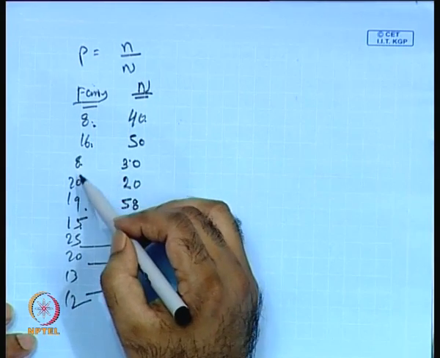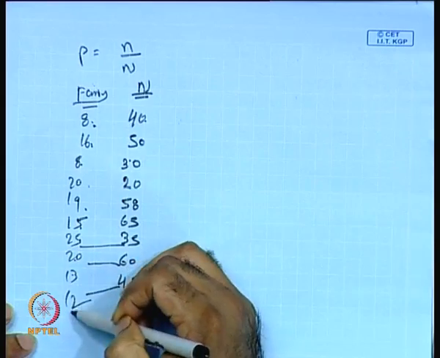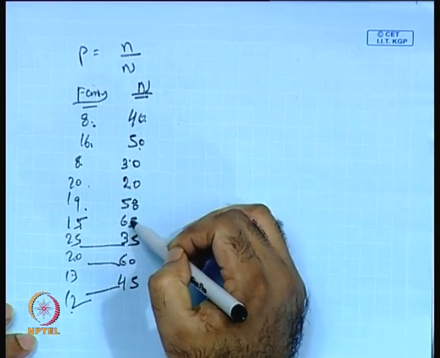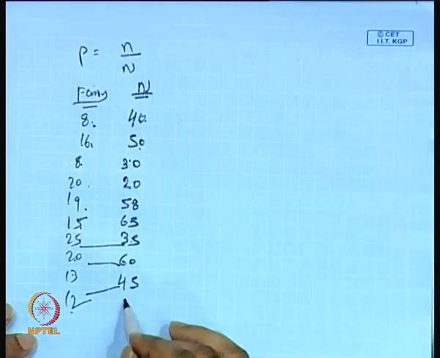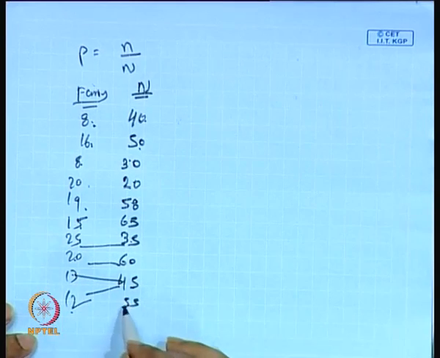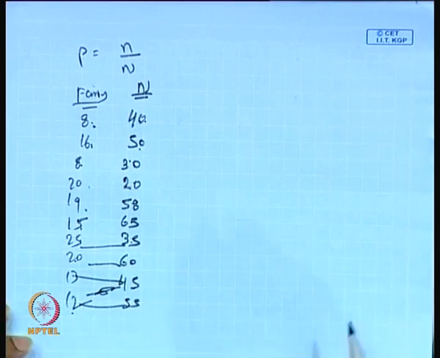So 1, 2, 3, 4, 5, 6, 7, 8, 9, 10. 1, 2, 3, 4, 5, 6, 7, 8, 9. Okay, so then another 55. This is like this, 55. Okay, so this is how the households are.